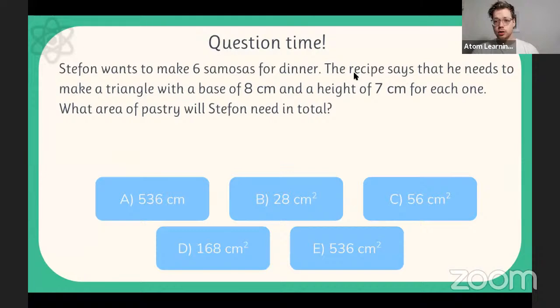Okay, I'm going to start talking this through. I'll go in a nice, maybe like a dark blue. Beautiful. So Stefan wants to make 6 samosas for dinner. Some people call them samosas. I call them samosas. Get over it.